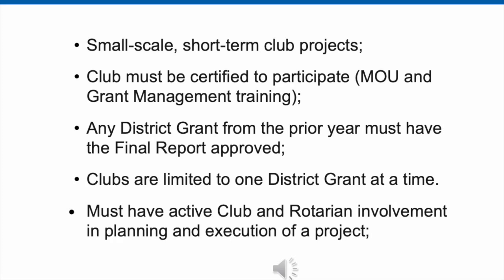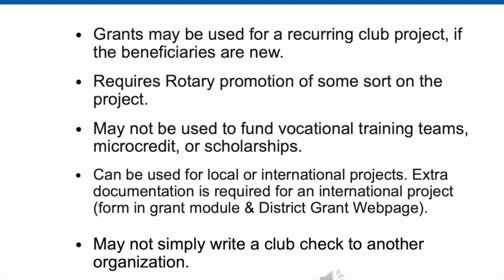A final report from the prior year must have been approved and filed in a timely manner to apply for a new grant. Clubs are limited to one district grant at a time, unless there are funds left towards the end of a Rotary year, and then special approval can be given. You must have active club and Rotarian involvement in planning and executing the project. District grants can be used for a yearly club project if the beneficiaries are new.